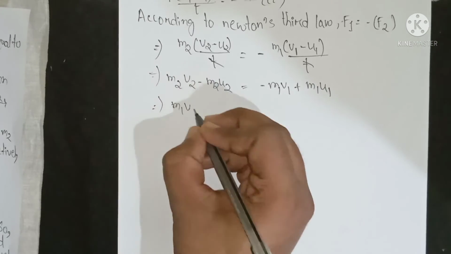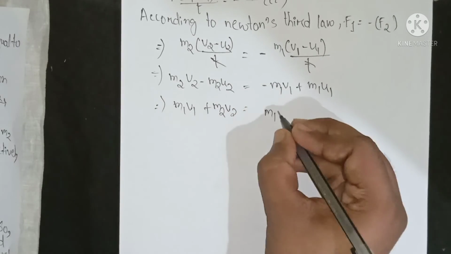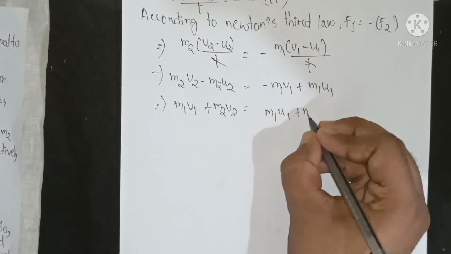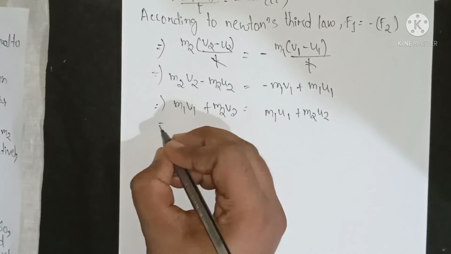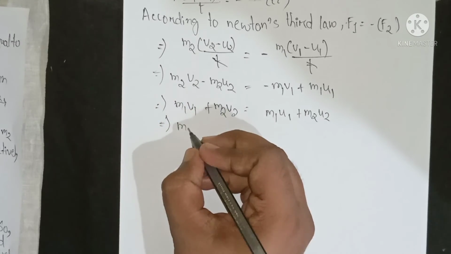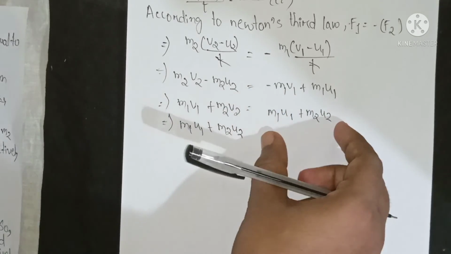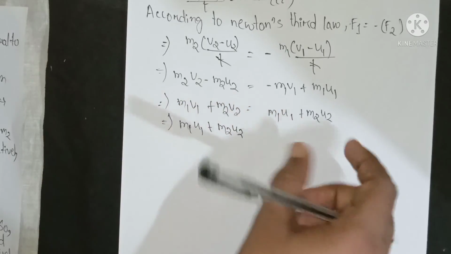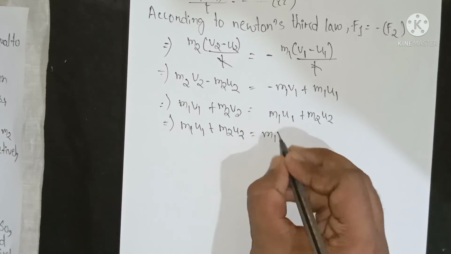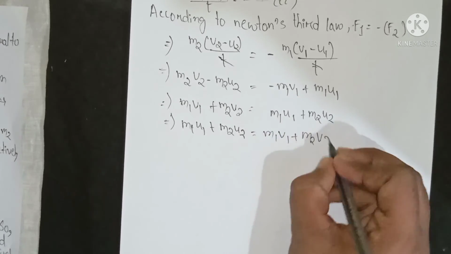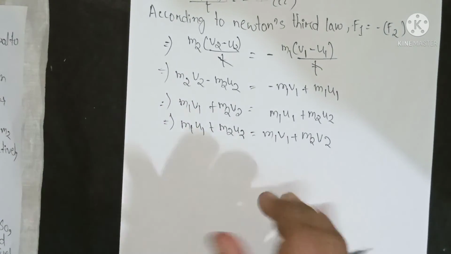Implies m1 v1 plus m2 v2, we are just changing the side, is equal to m1 u1 plus m2 u2. We're just putting this here and this here, LHS to RHS, RHS to LHS: m1 u1 plus m2 u2 is equal to m1 v1 plus m2 v2, and that is what we have to prove, the total momentum before collision is equal to the total momentum after collision, and we have proved that.